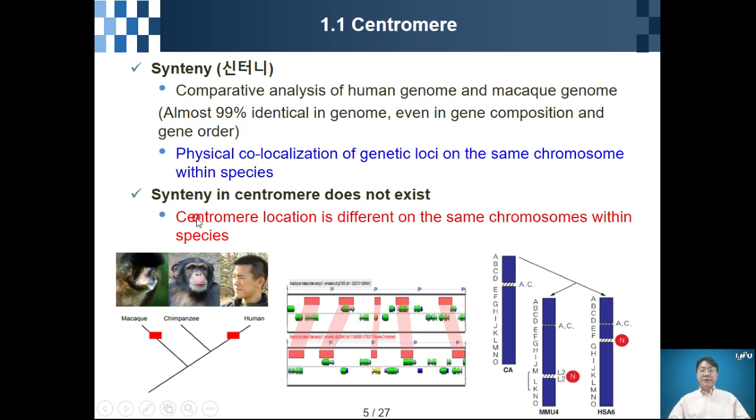So the centromere location is different on the same chromosome between species. For example, this is the human and this is the macaque. This means that synteny in the centromere does not exist. The centromere is not physically co-localized.